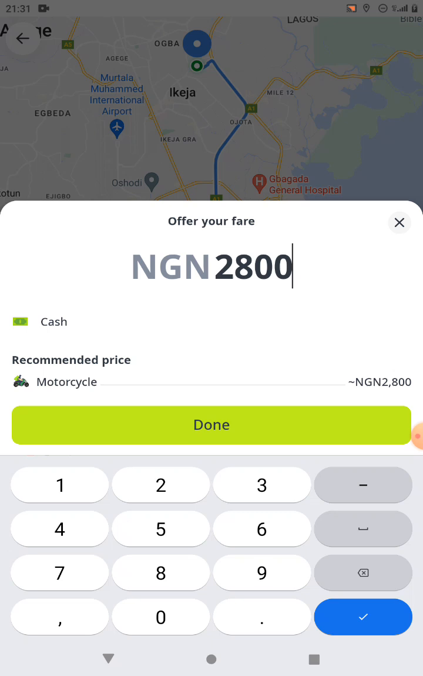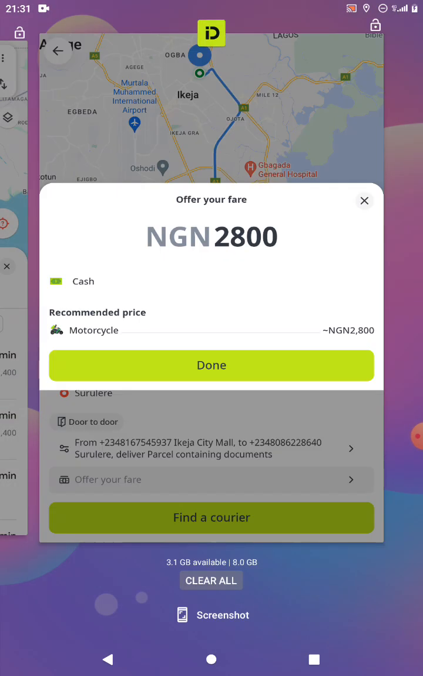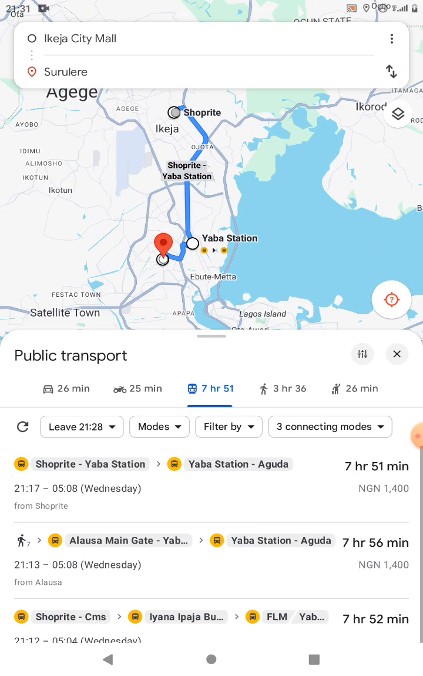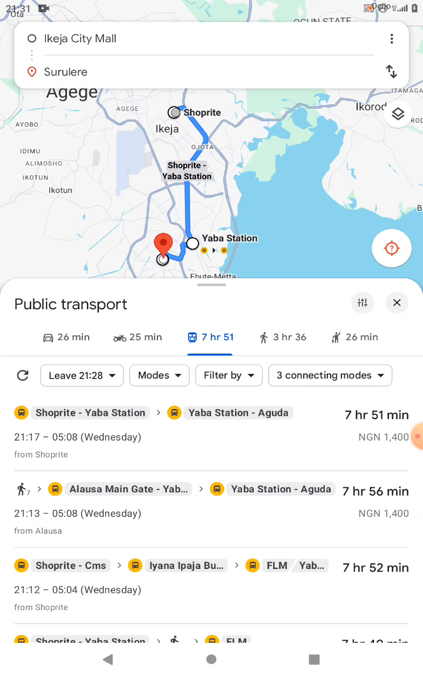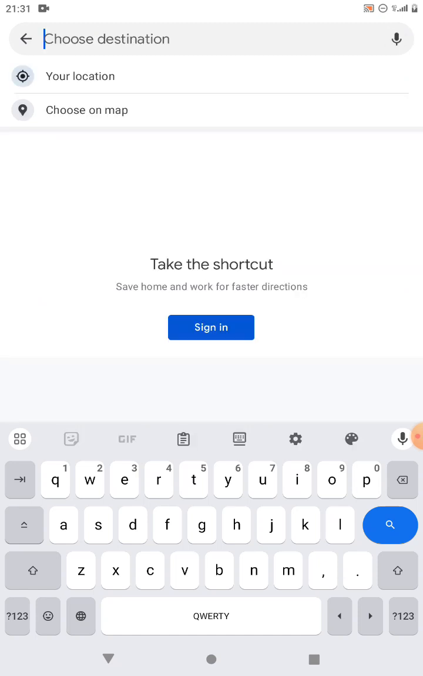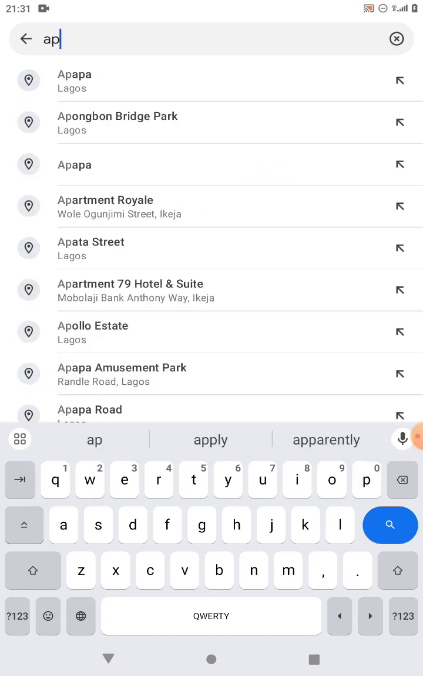I'm talking about InDrive. Once we have known the distance between Ikeja and this, and we know that it's a 25 minutes journey, if we now have somewhere else that is different, I want to give you an example. We don't need to go back to InDrive. For instance, if we are going from Ikeja City Mall to, let's say, Apapa, I want to give you an example of what I'm talking about.